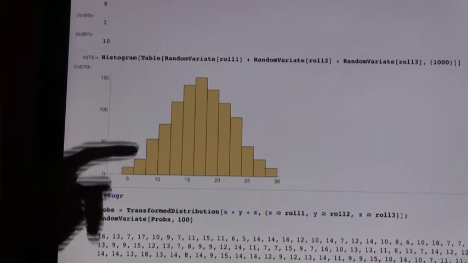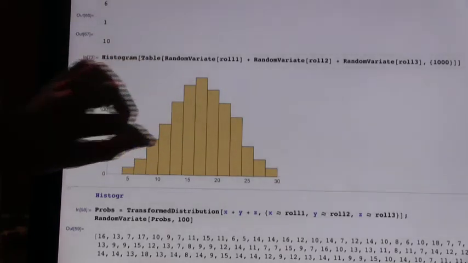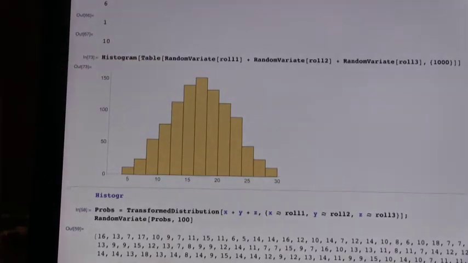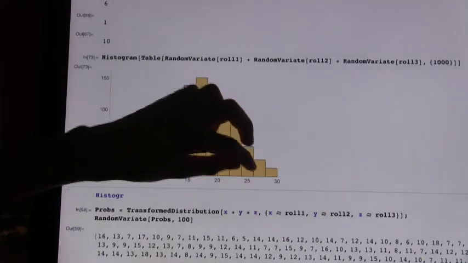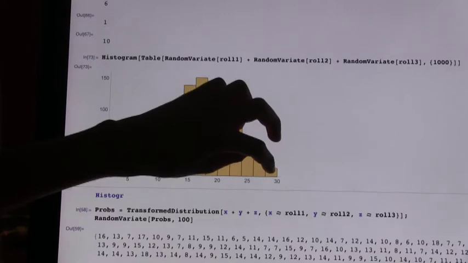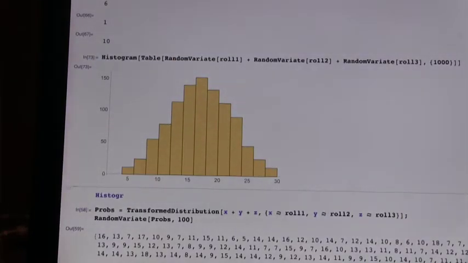So it sort of peaks around the middle between 15 and 20, like 17. Then it sort of goes back down. Does it end at 30? I think it ends at 30. Yeah, and it looks like these buckets are still a little bit wide. Maybe I'll go to 10,000 rolls.